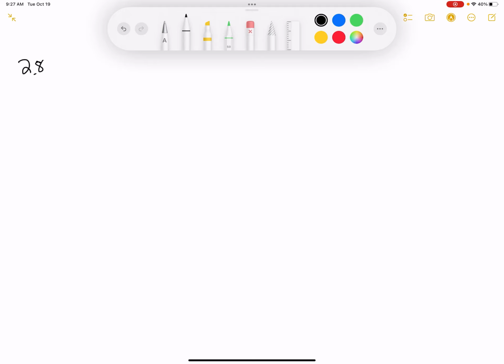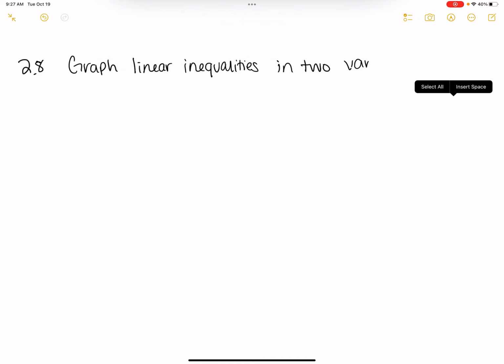All right. What's happening? 2.8, graph linear inequalities in two variables. So this is the last section in this chapter, so decent chance we're looking at a test end of week. Okay, I'm okay with that. All right.